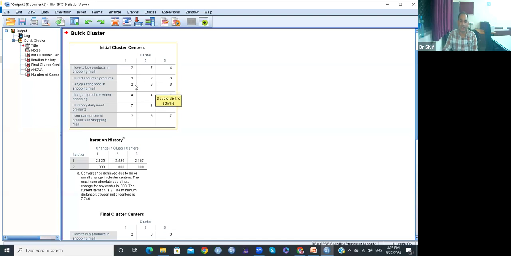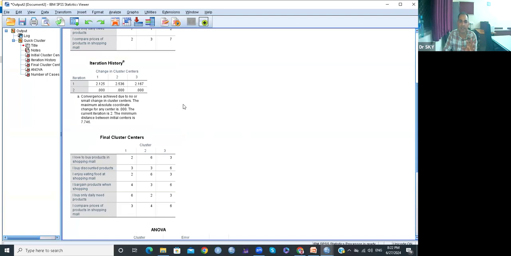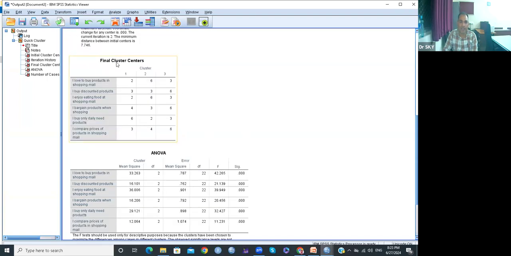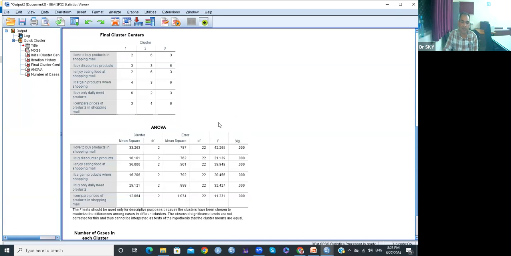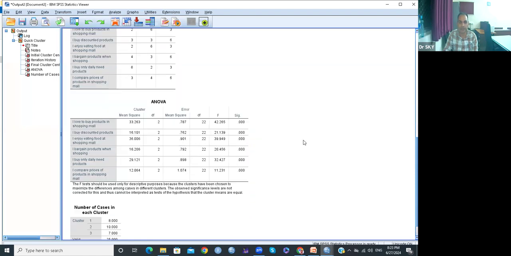These are initial cluster centers, from where to start. This is iteration history. There are only 2. And you can see here these are the final cluster centers, and then we can have the average of that to make the distances. This is ANOVA. You can see here every characteristic, all 6 questions are important. They are significant in contributing to classifying the customers.